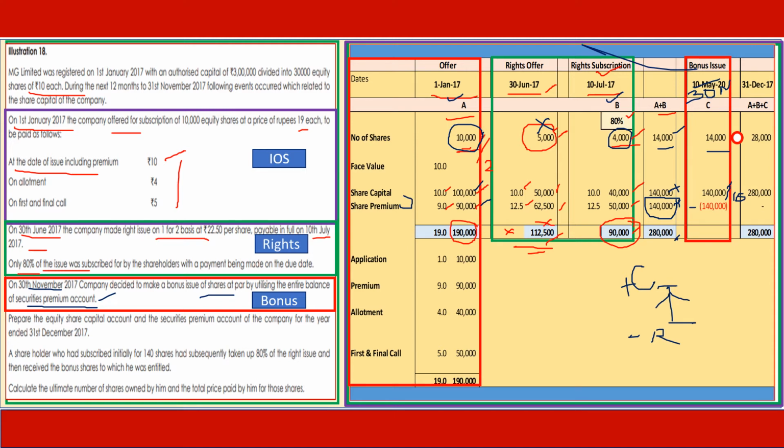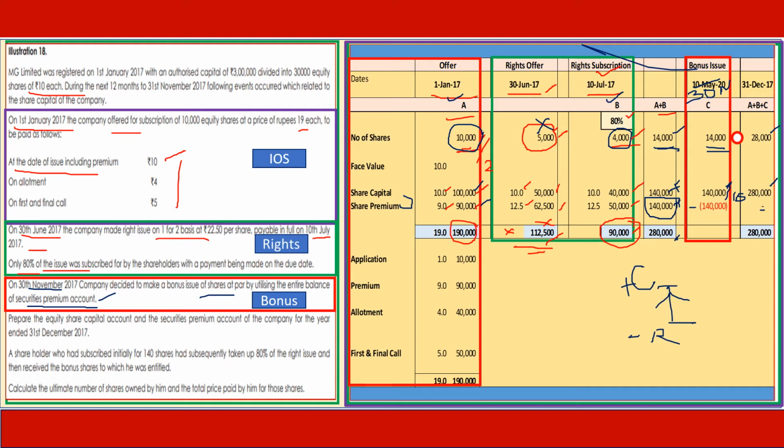Now, till now, we have got 14,000 shares. We received another 14,000 as bonus. Total shares now is 28,000. Share capital 1,40,000 plus 1,40,000 became 2,80,000. And share premium 1,40,000 minus 1,40,000 is 0.